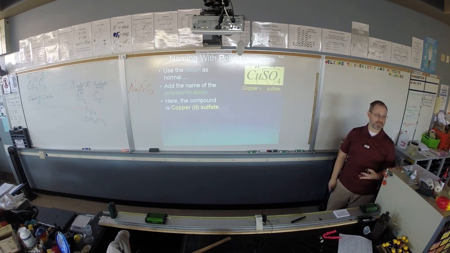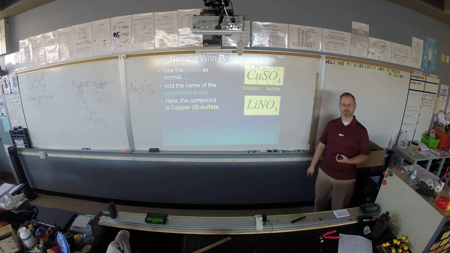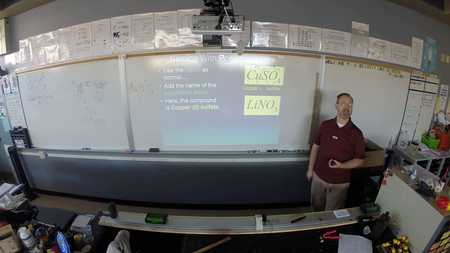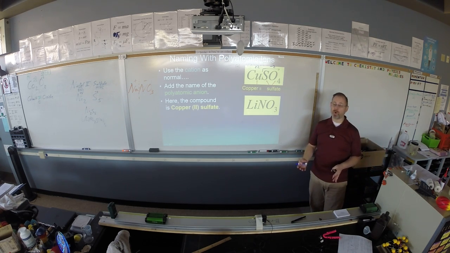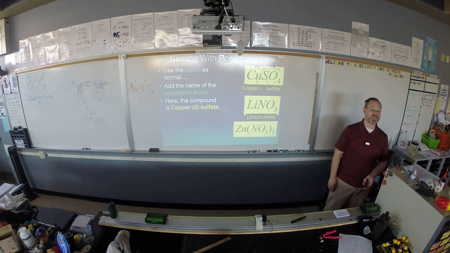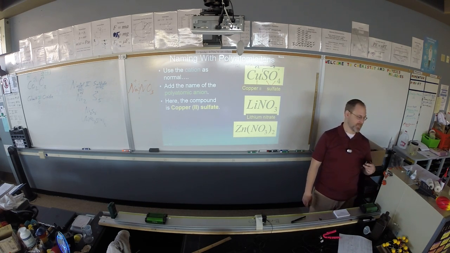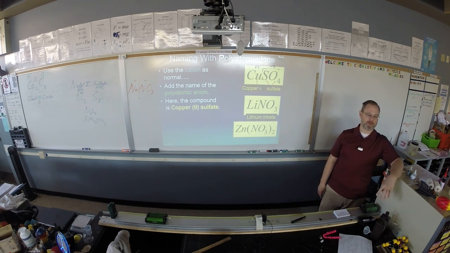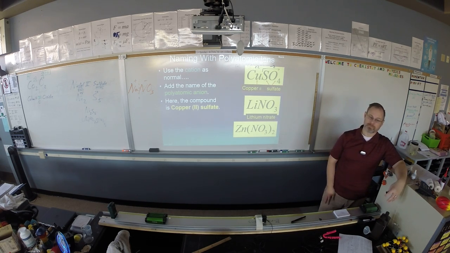Can you see why it's copper 2 sulfate? Yes. Okay. Here's another one. What is this? Lithium nitrate. Lithium is in group 1. It doesn't need a Roman numeral. Lithium nitrate, and we're done. Why does it not need a Roman numeral? It's in group 1, so lithium's always going to be plus 1. It can't be anything but plus 1. Do you distribute the 2? No, you don't need to distribute. Just realize there are 2 NO3s.